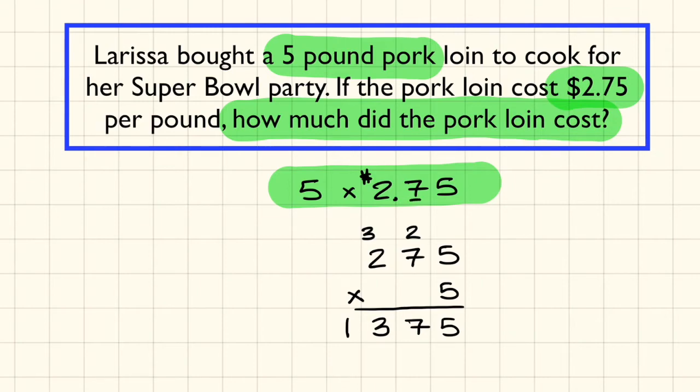Now I come back and adjust my answer. I come up top here and I count. There are 2 places behind that decimal point, so I count 1, 2, and then place my decimal point here, which means that we paid $13.75 for the 5 pounds of pork loin. That's how we look at our multiplication, and that helps me understand that I'm able to really multiply those whole numbers, and then on the back end come in and adjust my decimal.